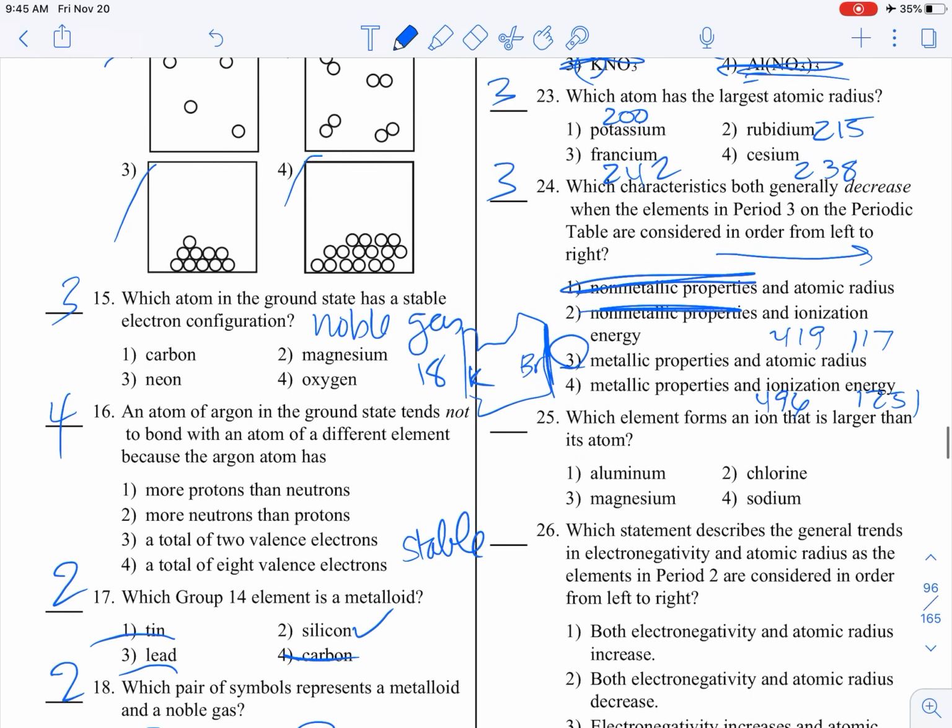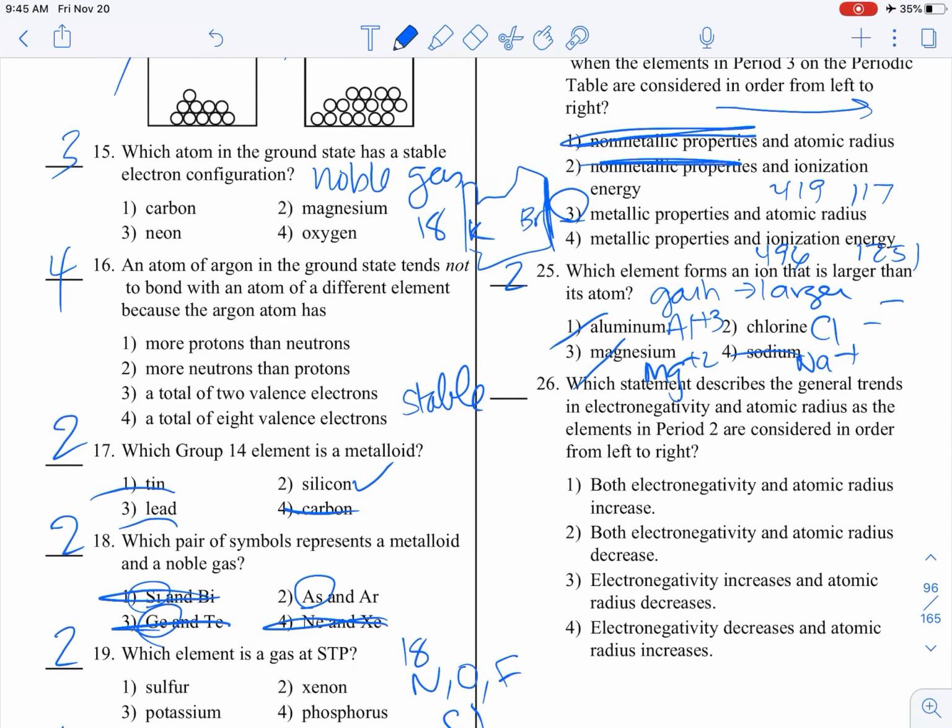Which element forms an ion that is larger than its atom? So who gets larger when you lose or gain electrons? So again, you have to gain electrons to become larger. So who has a negative charged ion? Aluminum becomes +3, so that's not it. Chlorine, ooh, that's a -1. There are some positives, but that's the first one. Magnesium is a +2, and sodium is a +1, so it is choice 2.